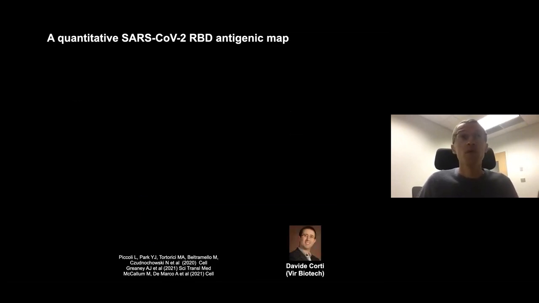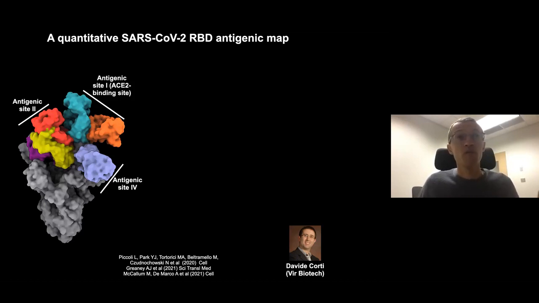So one of the first questions we were trying to answer was, what is the nature and the specificity of antibody responses in infected individuals? And this is work we did in collaboration with David Corti at Vir Biotech, and we delineated an antigenic map of the SARS-CoV-2 receptor binding domain that I will be calling RBD, which is illustrated here on the left-hand side with antibody Fab fragments shown in different colors.